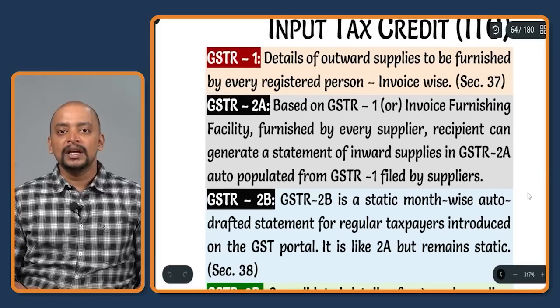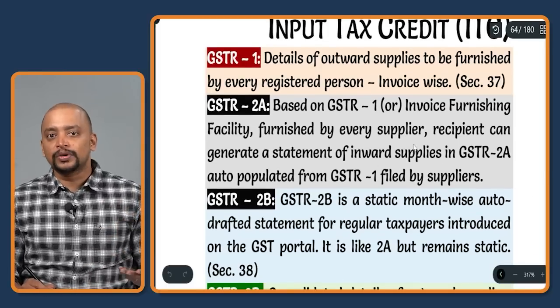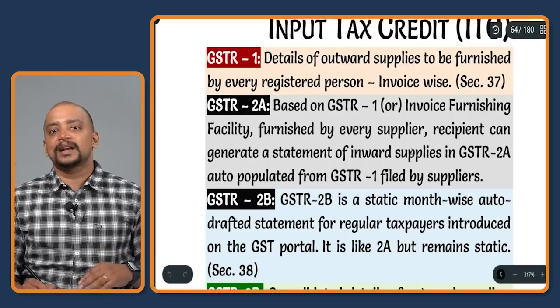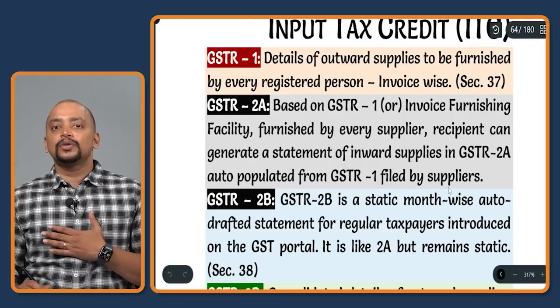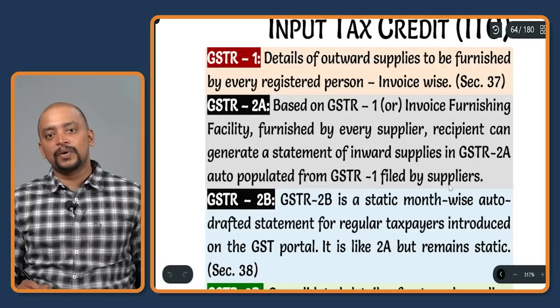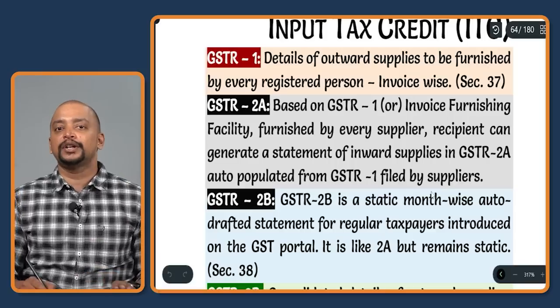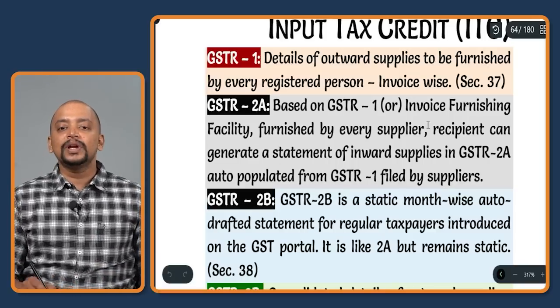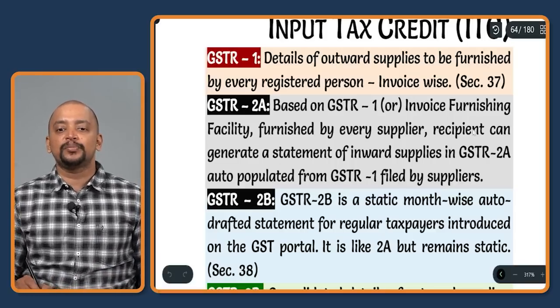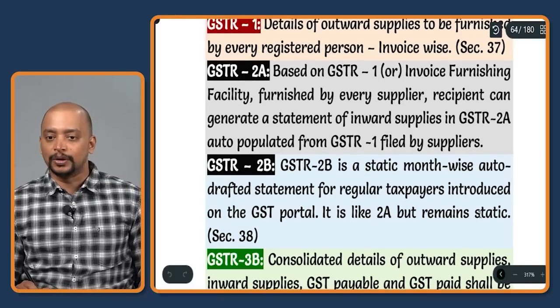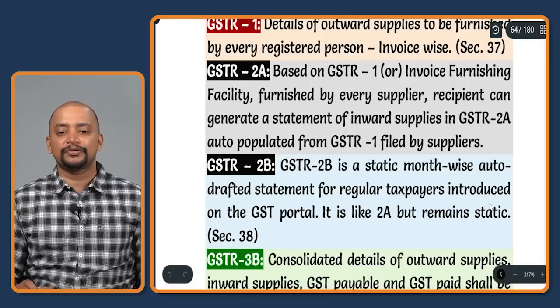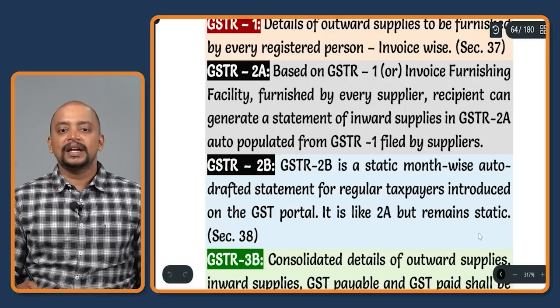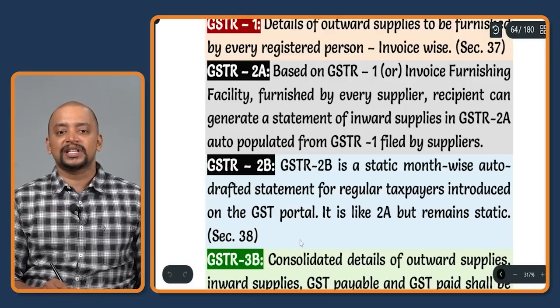GSTR2A and 2B are the statements that are generated by the system, that is the GST portal, which is an auto-populated statement based on GSTR1 filed by our supplier. Suppose if we need to take ITC, our supplier has to file GSTR1, and from there it will be auto-populated into 2A or 2B. 2A is a dynamic document, it will keep on changing, but 2B is a static document. And whether we need to take ITC on the basis of 2A or 2B, only on the basis of 2B should ITC be taken. And this 2B is notified in section 38.